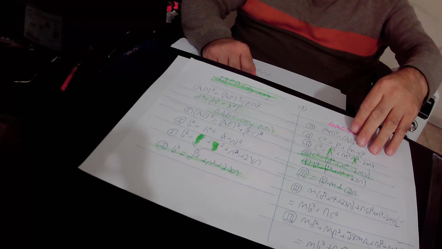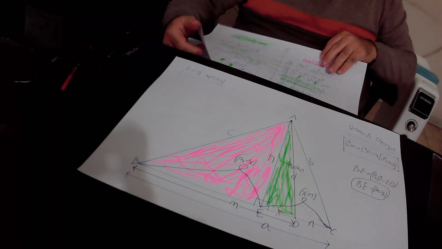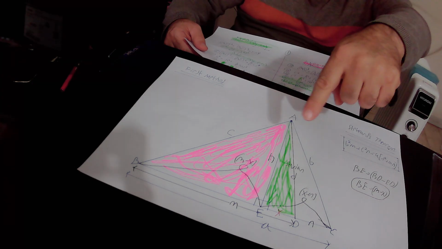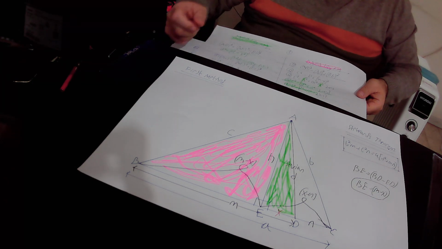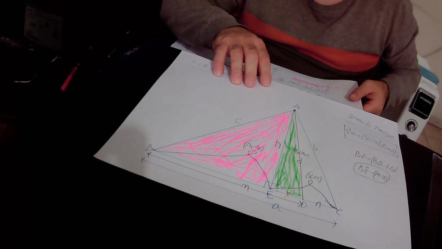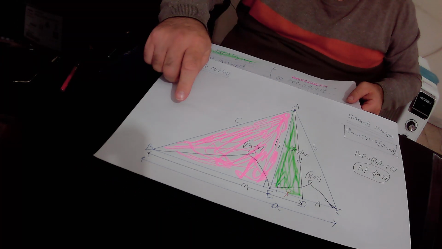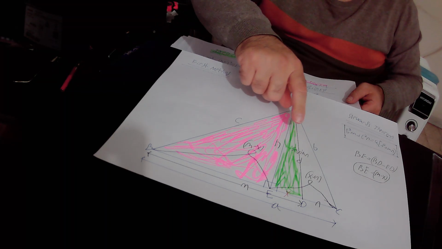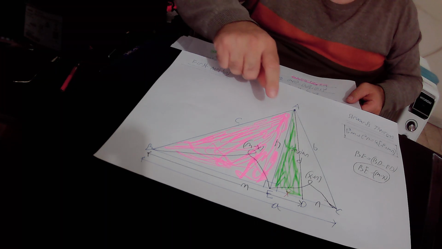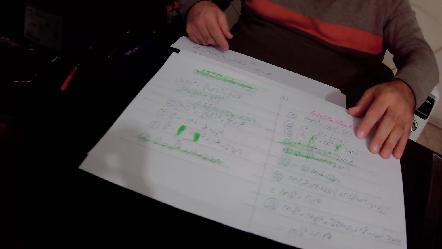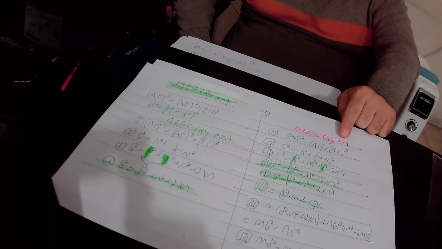Then we created equation number 2 by implementing the Pythagoras theorem on the right triangle AEB. In the right triangle AEB, AB square equals AE square plus EB square. Repeat again, in the right triangle, AB square equals AE square plus BE square.